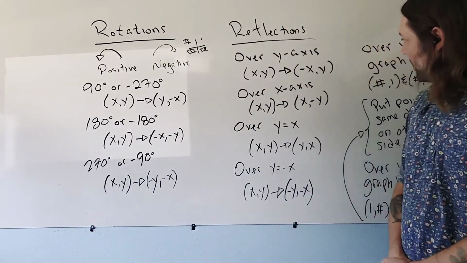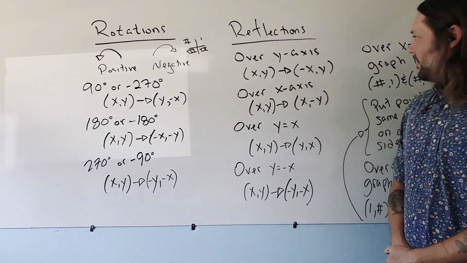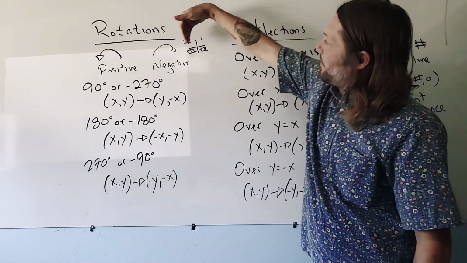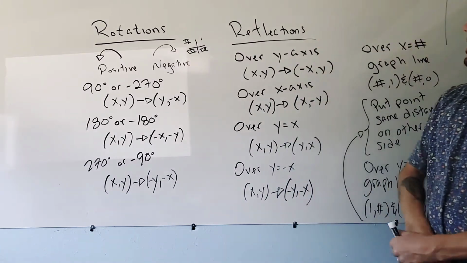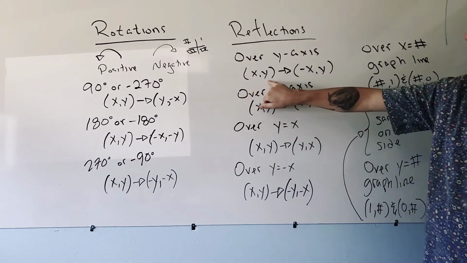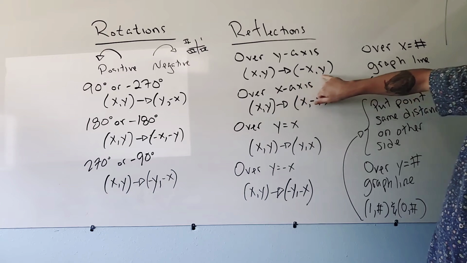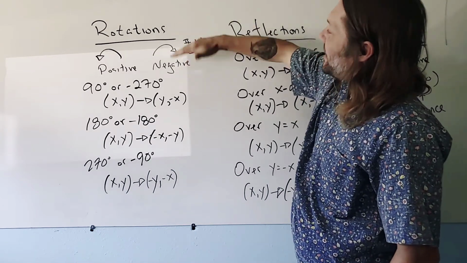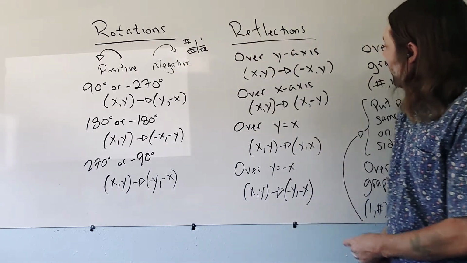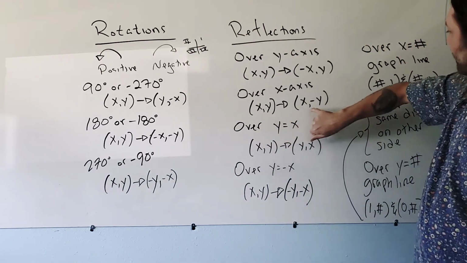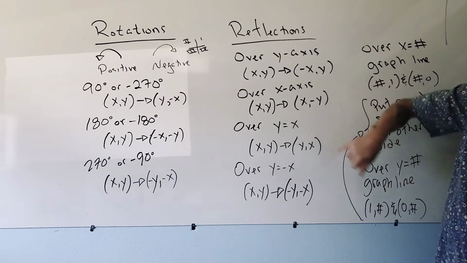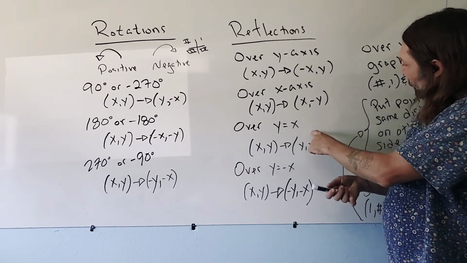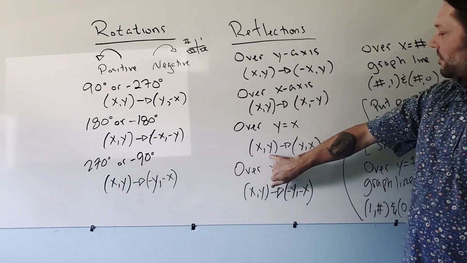Reflections, we actually had quite a few reflections that we dealt with. We had over the y-axis, so we're moving horizontally. What happens is in your ordered pair, the sign of your x changes and the y stays the same. If I'm reflecting over the x-axis or moving down, (x, y) turns into (x, negative y), so the sign of the y value changes.